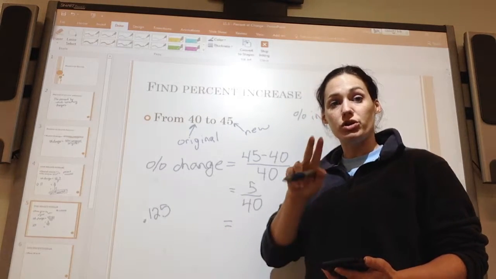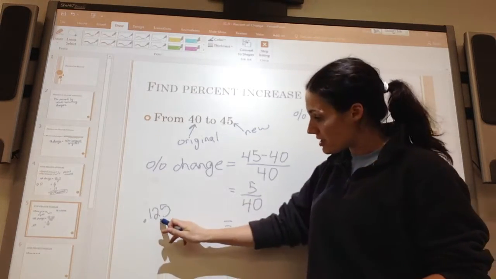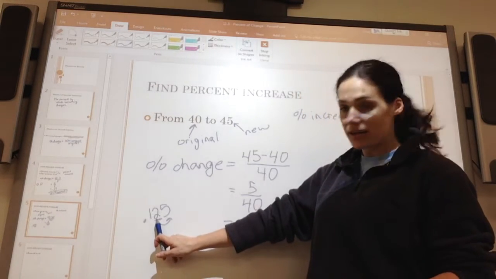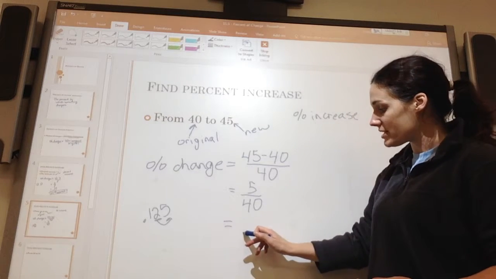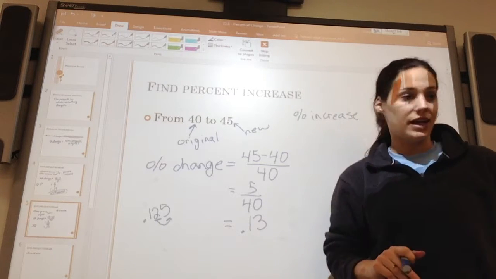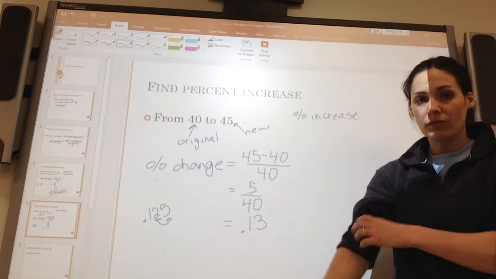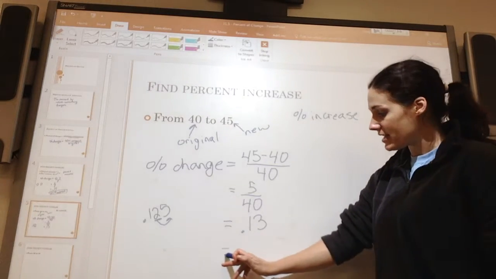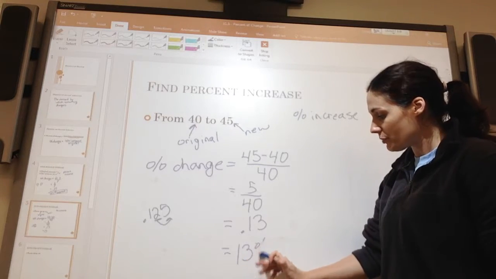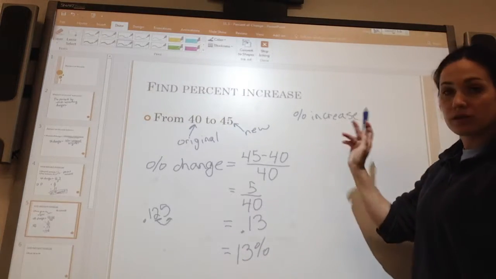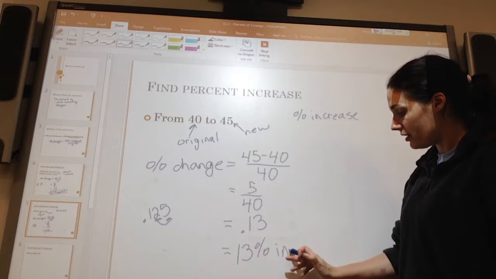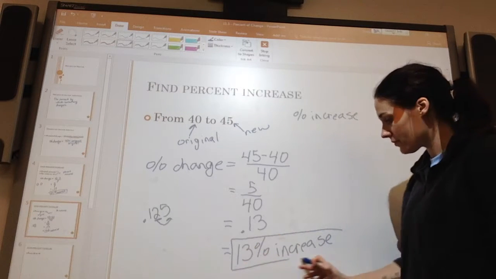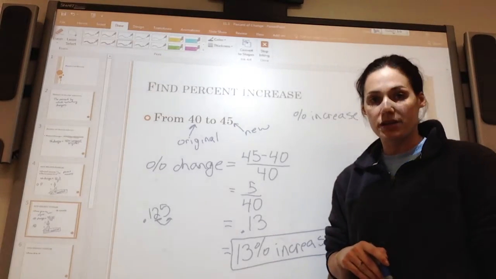But I told you to do 2 decimal places. So here's the second decimal place. That next number is a 5, which means that gets rounded up to a 3. So I'm going to say 0.13. That gets rounded up. And to turn the decimal into a percent, we would move the decimal 2 places, and I would get 13%. Don't forget to label it with increase. 13% increase.